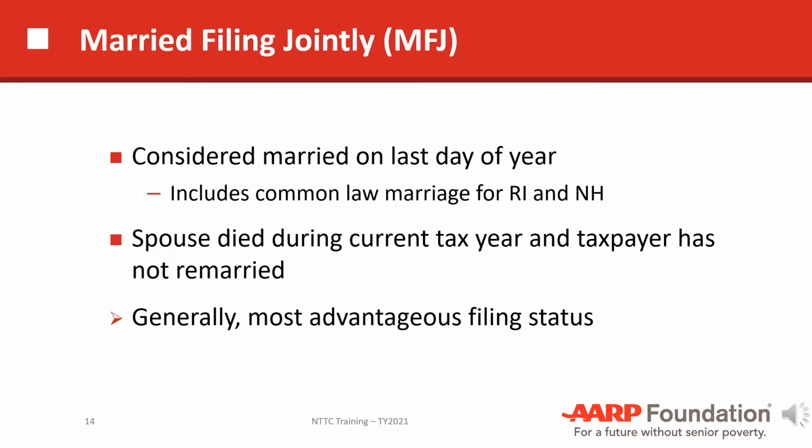Married filing jointly. This is generally considered the most advantageous filing status of all of them. In order for a couple to qualify as married filing jointly, they need to be considered married on the last day of the year, December 31st. And they need to be considered legally married under whatever state laws applied to them when they were married in the first place. So wherever they were married, if they were legally married in that state, then they're legally married federally.